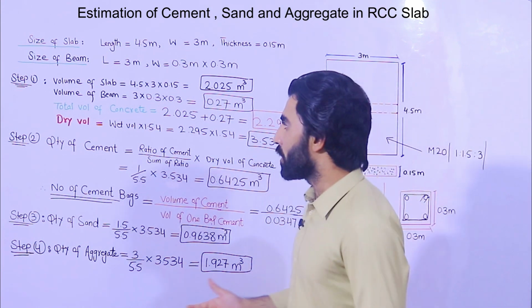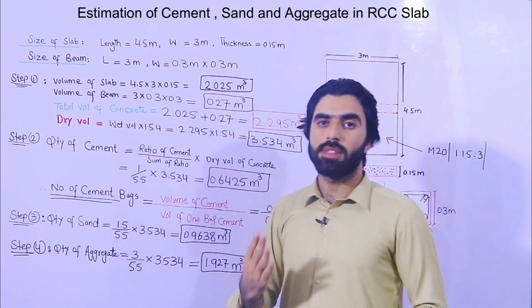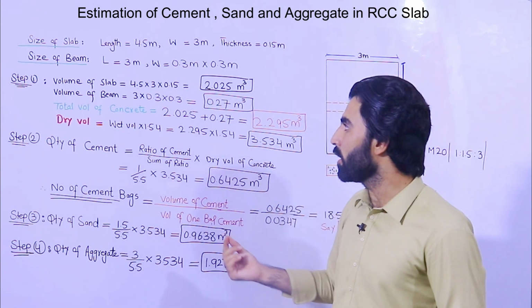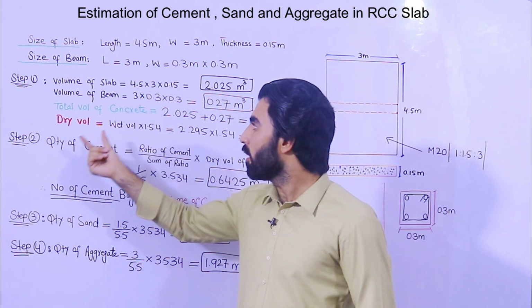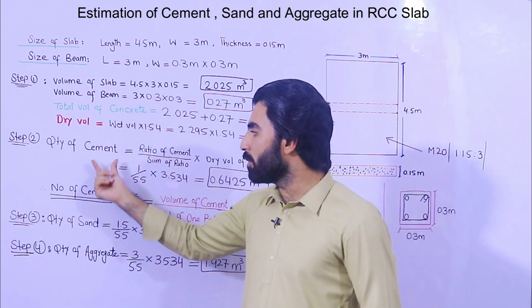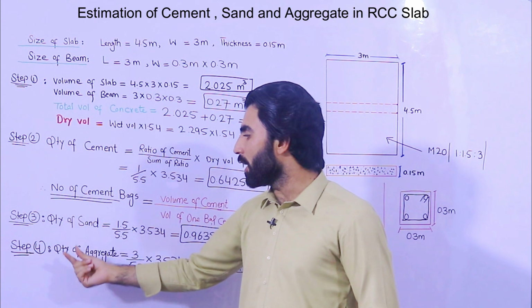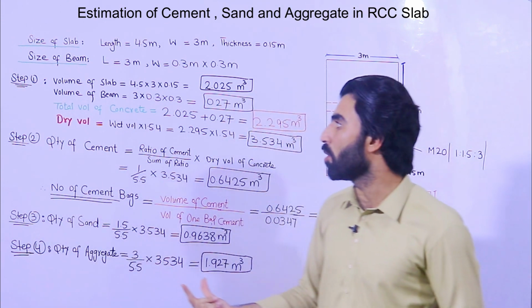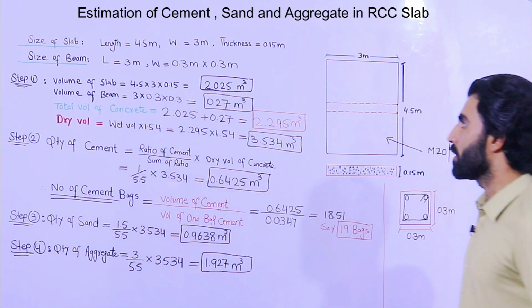We can calculate the estimation of these materials in 4 steps. The first one, volume of slab or volume of beam. Second, quantity of cement. Third, quantity of sand. And fourth, quantity of aggregate. So let's get started guys.